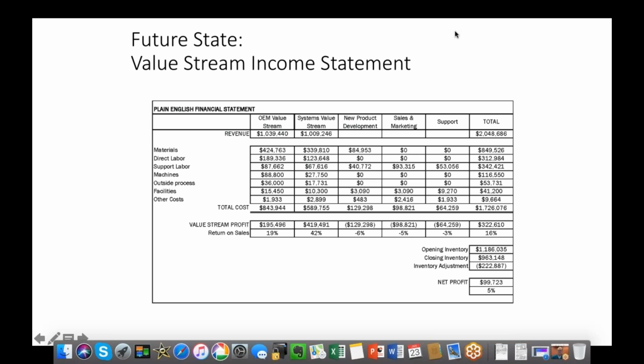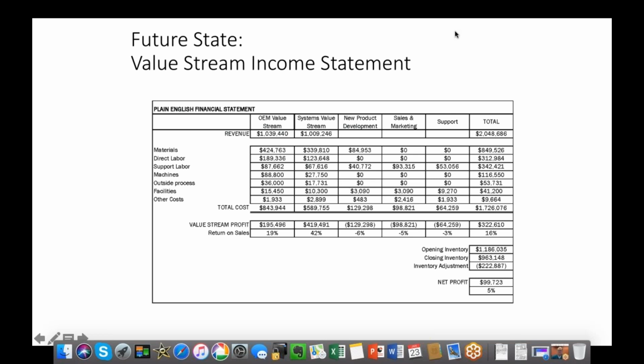If you look at the inventory adjustment section, you'll see that inventories went down by almost $223,000 compared to period 1. Because the inventory went down, that has an impact for external financial reporting purposes. So that is the main reason why profits in period 2 were less than period 1.